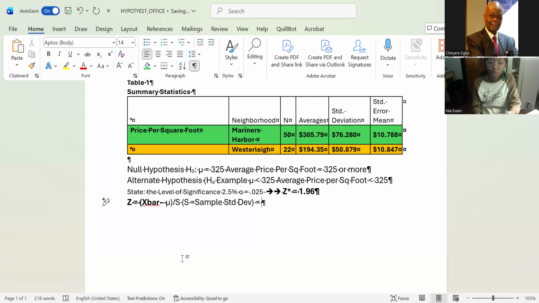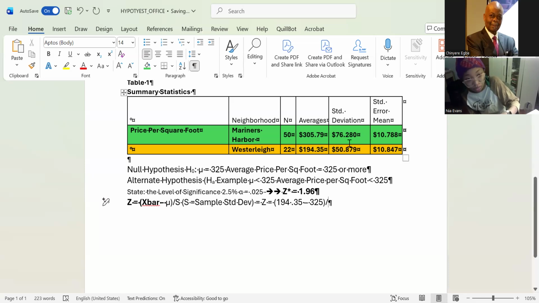What we have is that our Z is equal to the sample mean, which is here 194.35, minus the hypothesized population mean, which is 325, divided by the sample standard deviation, 50.879. That is our Z, okay?